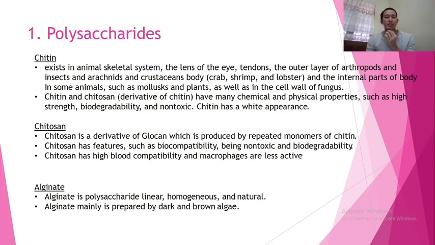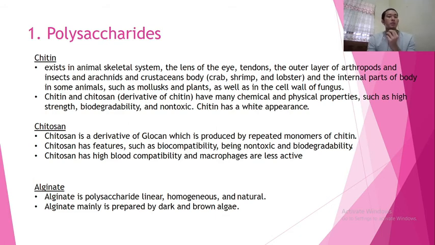And chitin, yes, you may know it. We can find chitin in the bodies of crab, shrimp, or lobster. If you can see, it is quite hard, right? So that is chitin. Chitin is basically white in appearance. Chitin also has high strength, biodegradability, and is non-toxic.